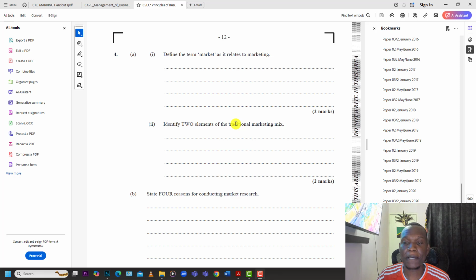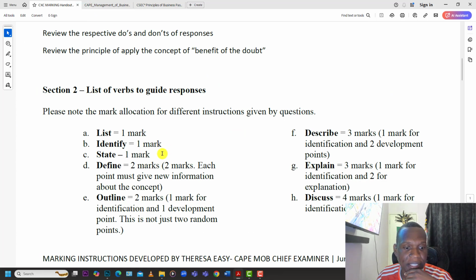Or if you want to say a market on a whole, a market on a whole is any situation that brings a buyer and seller into contact. 1 mark. To transact business, right? So you have to complete the thought to get those 2 marks, right? So you can see how a definition can garner 2 marks. Then we move up the ranks again.